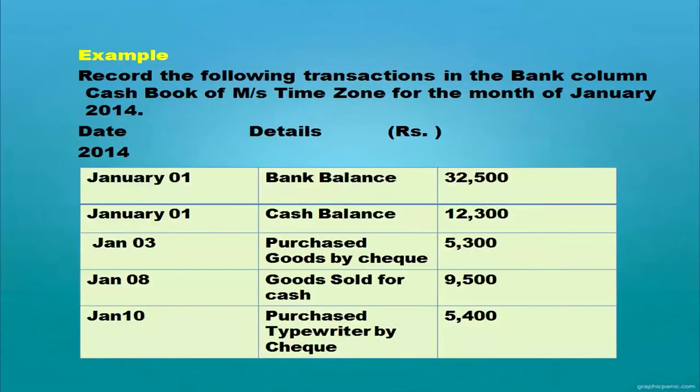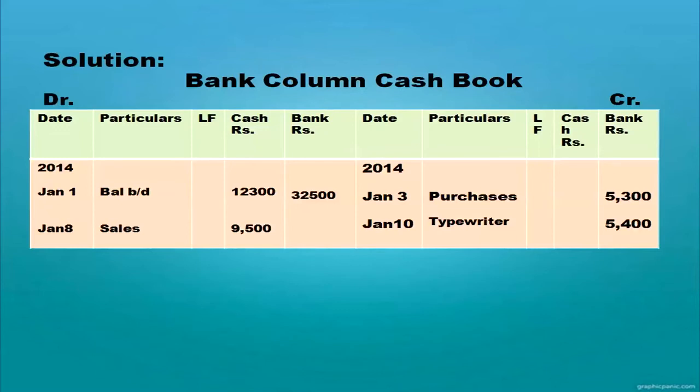On January 1st, bank balance is given and cash balance is given. Purchase goods by check. Purchases account debit to bank. Goods sold for cash. Cash account debit to sales. Cash to sales. So, in the cash column, you will write this. Purchase typewriter by check. Typewriter being an asset, typewriter debit to bank. Bank balance decreases. See how it is coming in the cash book with bank column.